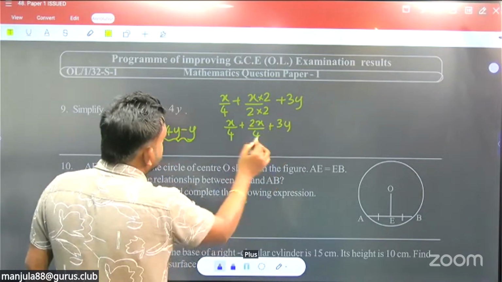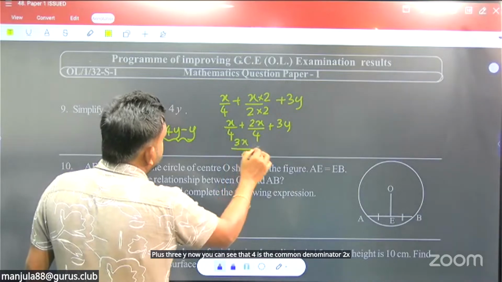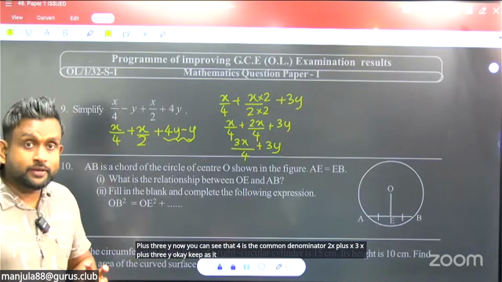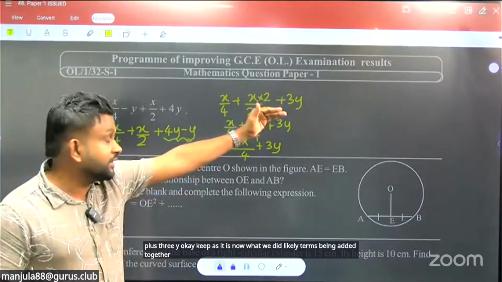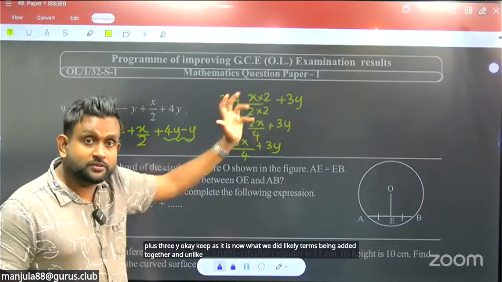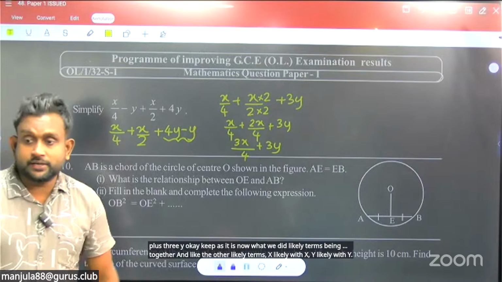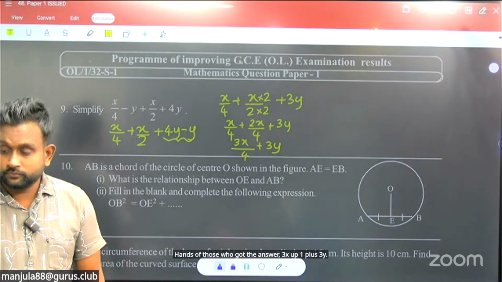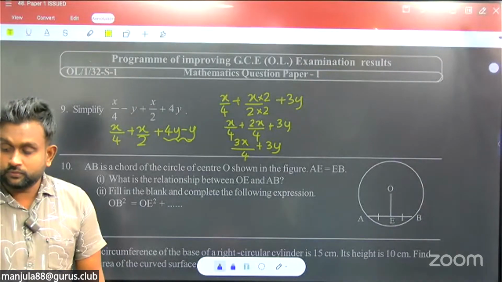Now you can see that 4 is the common denominator, 2x plus x is 3x, plus 3y. Okay, keep as it is. Now what we did: like terms were added together, x with x and y with y. Right, hands up those who got the answer, 3x upon 4 plus 3y. Okay, right, good.